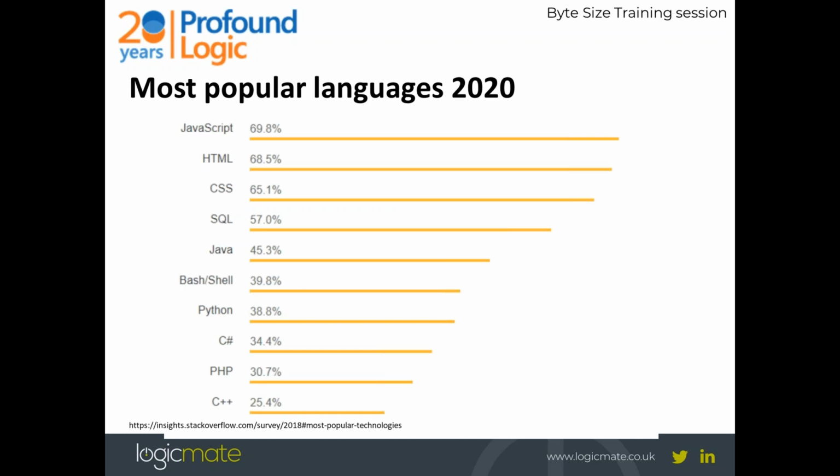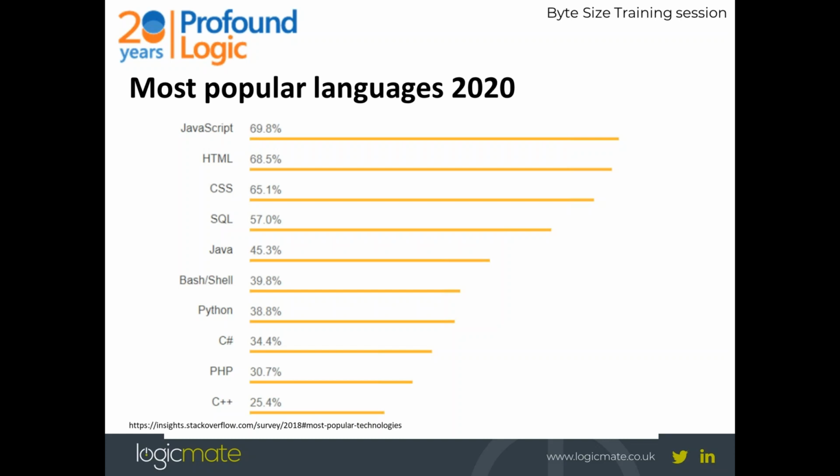So when we look at open source languages, the most popular languages in 2020, and the source is down at the bottom of the screen if anybody's interested in checking this up, the most popular one is JavaScript, and JavaScript has been in the top 1 or 2 for some considerable years now, along with HTML, CSS, but you can see the list going down there.